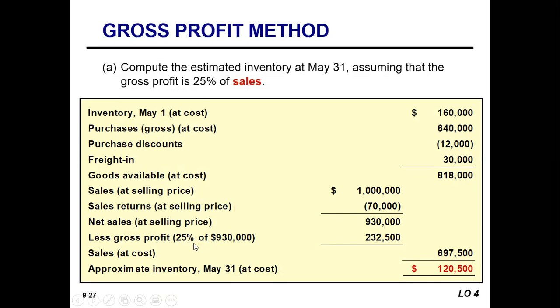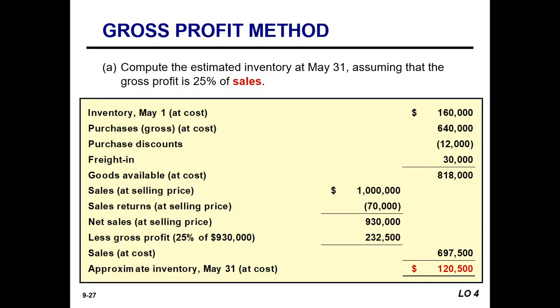930,000 times that 25% gross profit percentage, less gross profit 232,500, which gives us sales at cost 697,500. So again, the difference between the goods available for sale at cost and sales at cost is what our approximate ending inventory would be.